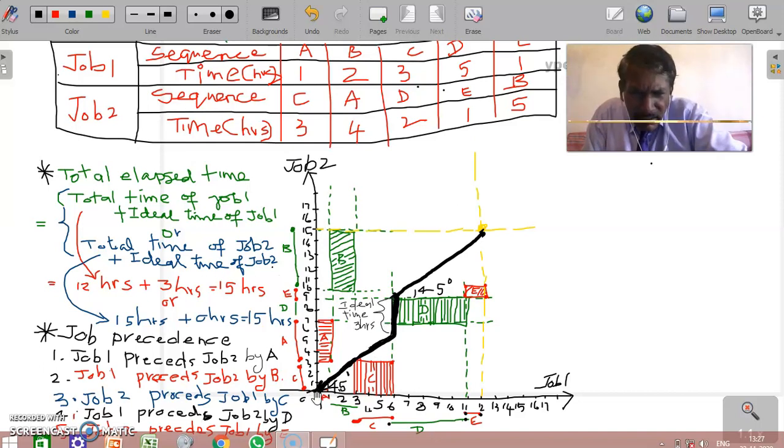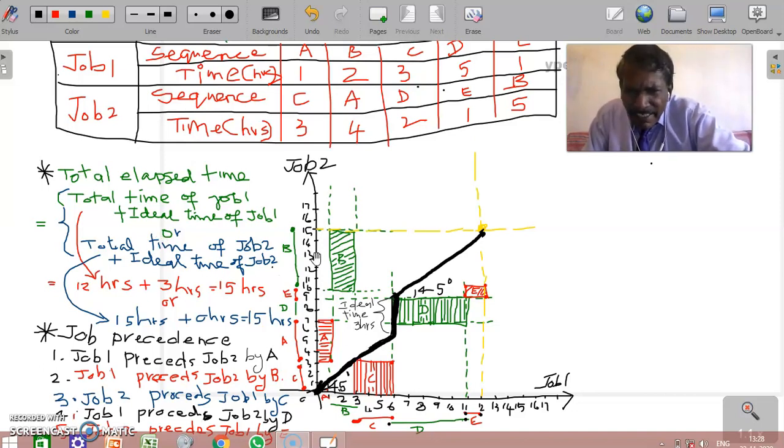So from here to here it goes, then idle time, then processing time. Total processing time is 12 hours. Idle time is 3 hours. So a total of 15 hours is the total elapsed time. Otherwise, you take the perpendicular line. There is no idle time for job 2. Therefore, 15 hours comes. Whether by taking job 1 or job 2, you have to get the same total elapsed time. Otherwise, the problem is wrong.